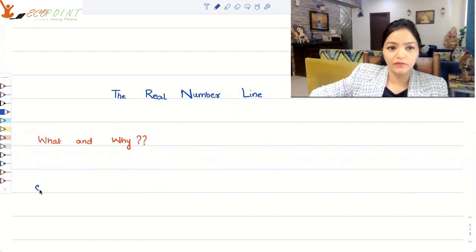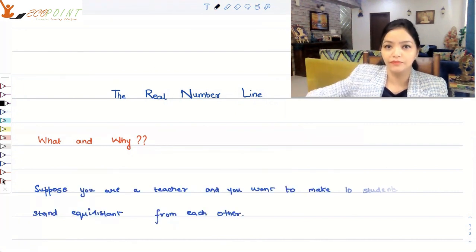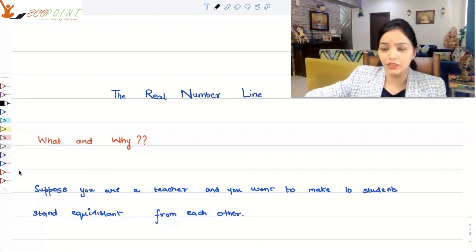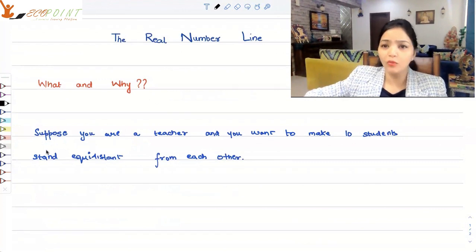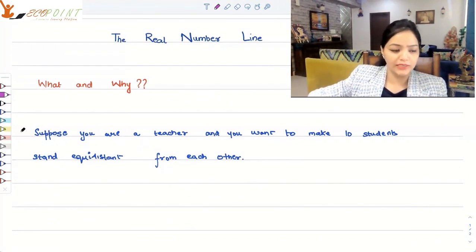Suppose you are a school teacher. Suppose you are a teacher and you have 10 students, and you want to make them stand equidistant to each other. Maybe you are following the norm of social distancing and there's a particular distance that you want them to stand from each other. So how would you place them? The scenario is that I have to place 10 students, and here's what I would do if I am you.